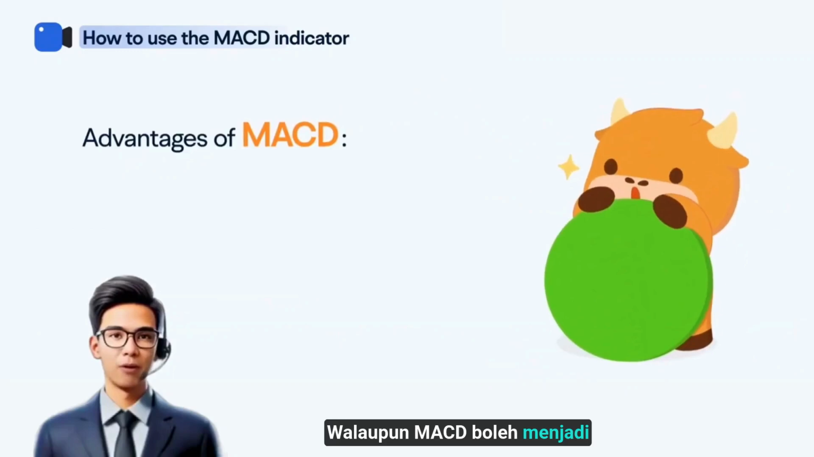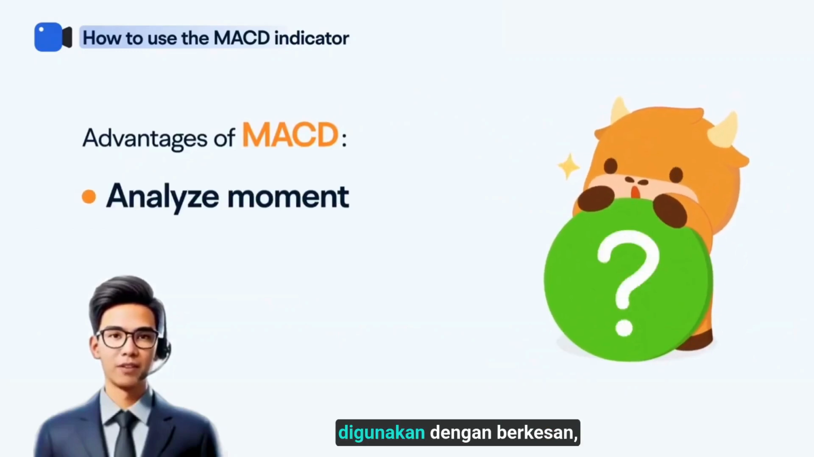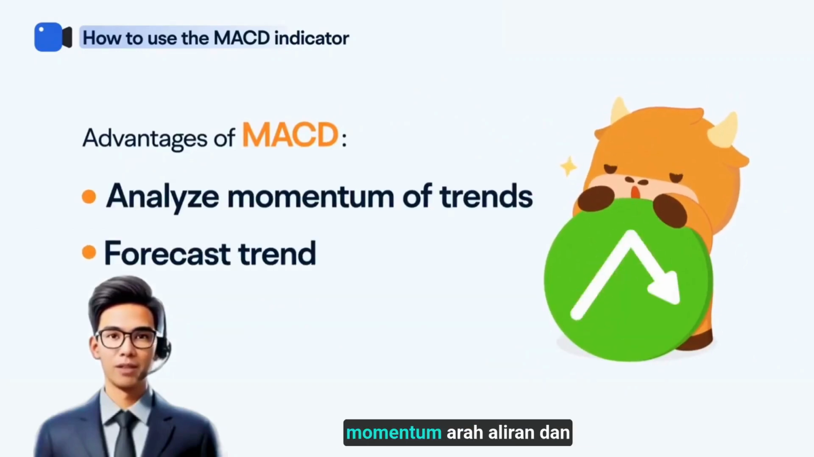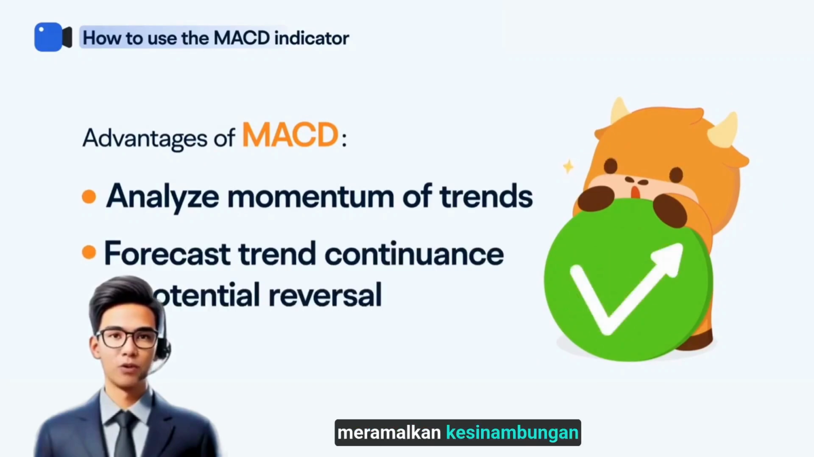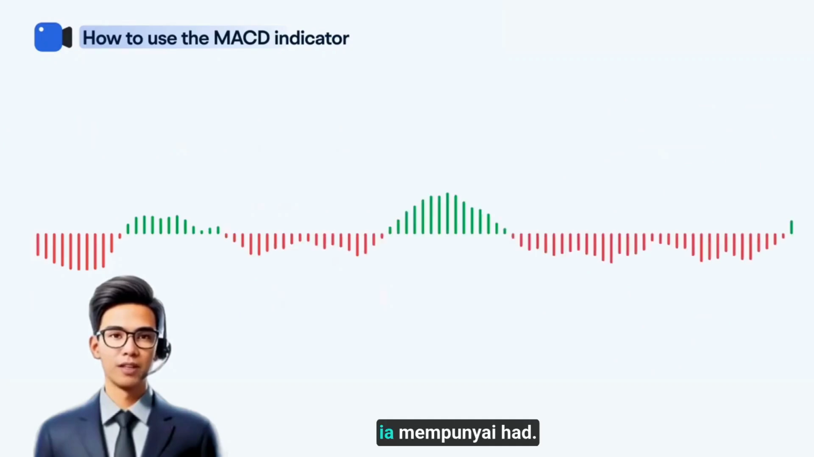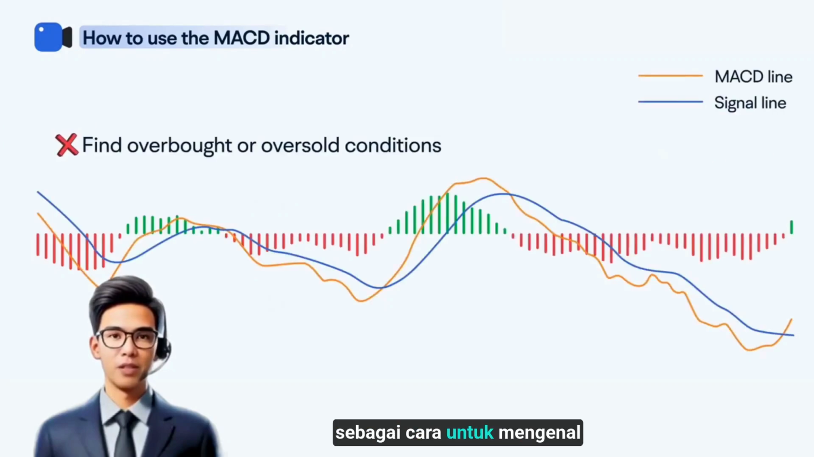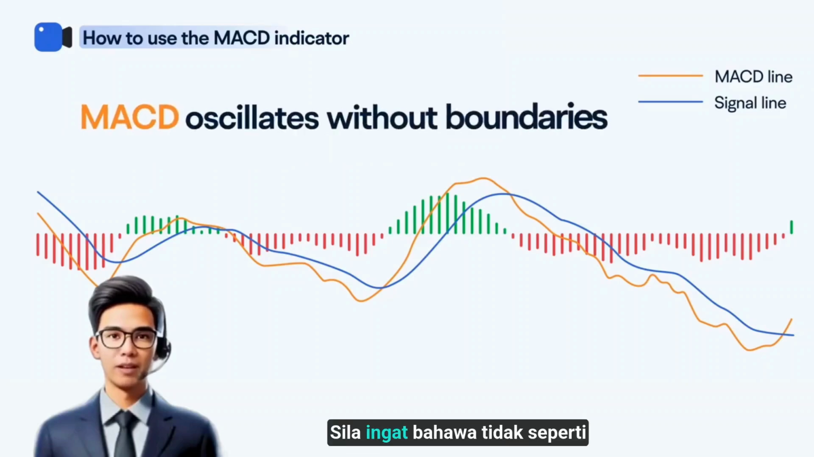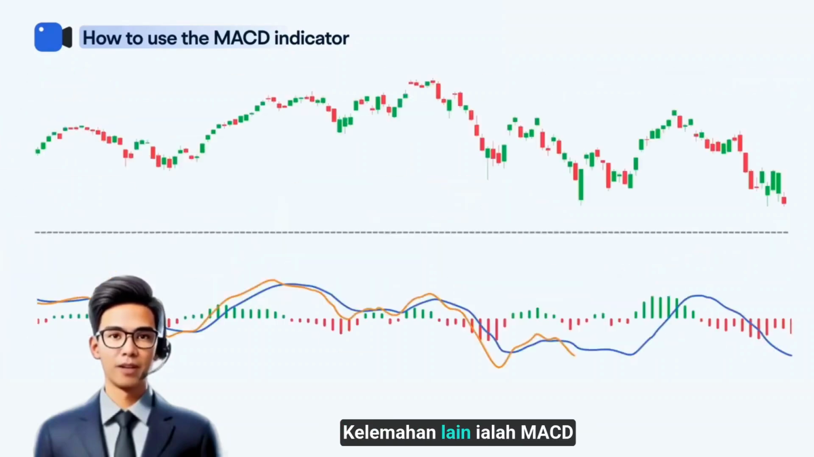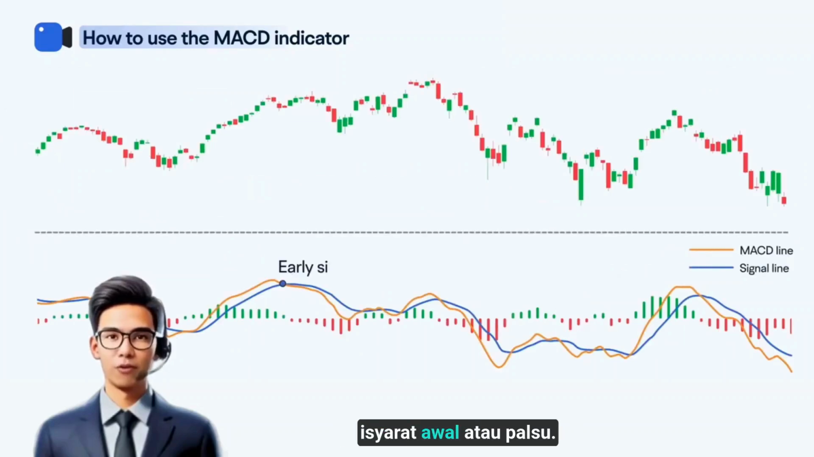Although MACD can be a powerful indicator if used effectively, especially for analyzing the momentum of trends and forecasting their continuance and potential reversal, it has limitations. One of the main problems of MACD is that it may be misused as a means to identify an overbought or oversold situation. Please remember that, unlike many other momentum oscillators, MACD oscillates without defined boundaries. Another drawback is that MACD will often provide early or false signals. Traders may detect a reversal signal on the chart, but no actual reversal occurs.